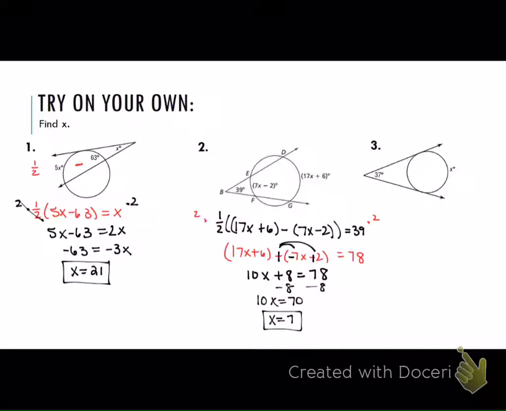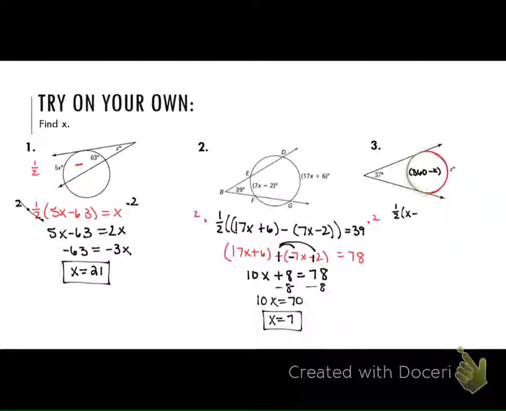Okay, last one. Do you guys see how these two arcs form a whole entire circle? Do you guys see that? So this is going to be represented as 360 minus x because we're taking that and taking it away. So we're subtracting the x from 360. So we'll do 1/2 of x minus 360 minus x equals, is that 37? Yeah.